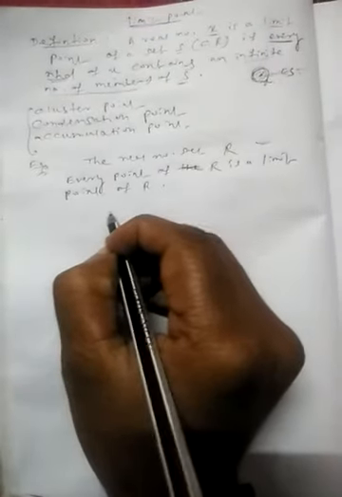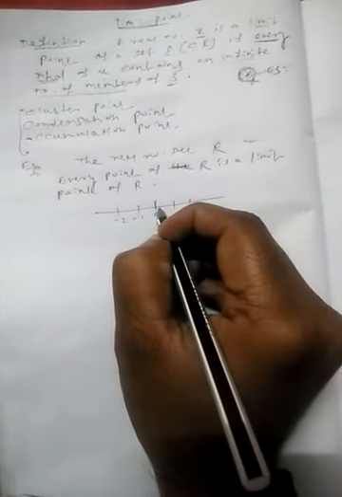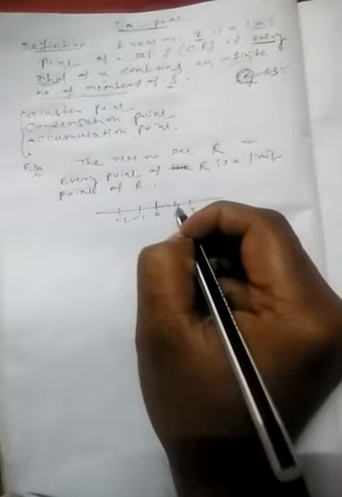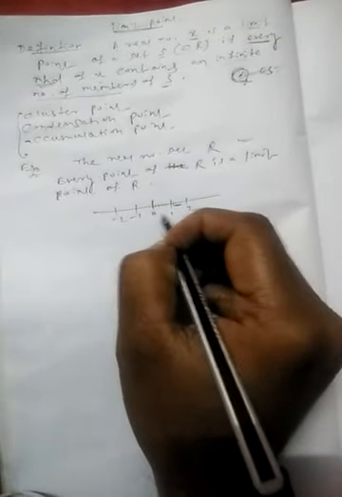Suppose we take 0, 1, 2, -1, -2, and in between 0 and 1 there are so many numbers, suppose 0.1, 0.2, 0.3, 0.4, 0.5, 0.6, 0.7, 0.8, then 1, 1.1. There are so many real numbers in between 0 and 1, and in between 1 and 2. I just write the integers, the whole numbers, 0, 1, 2, and in between these integers there are so many real numbers.